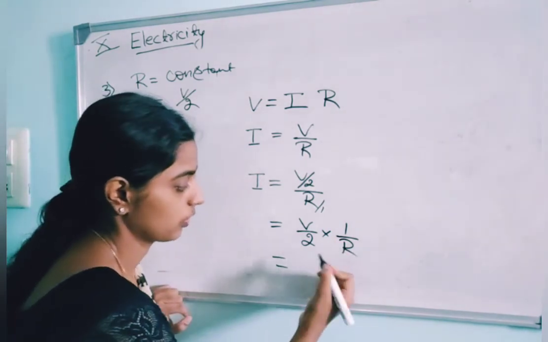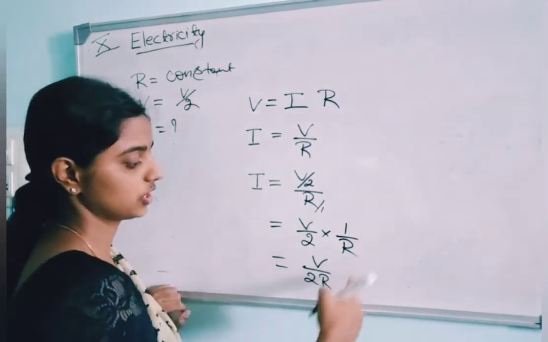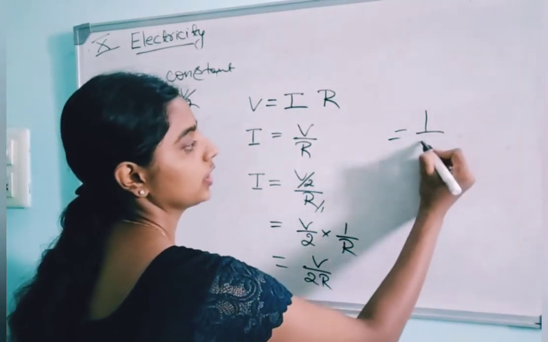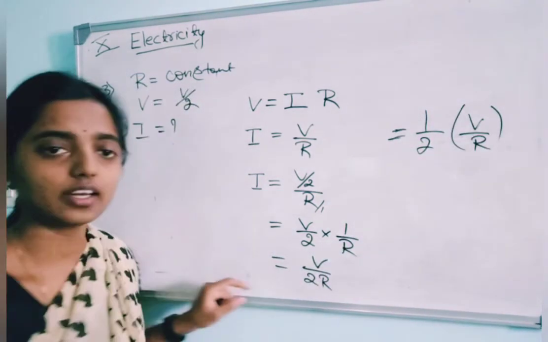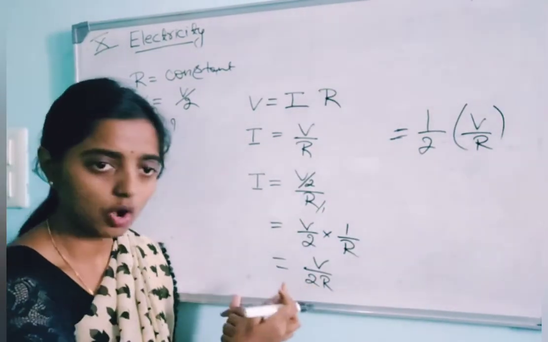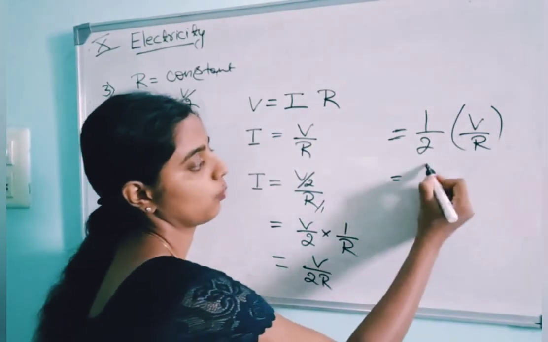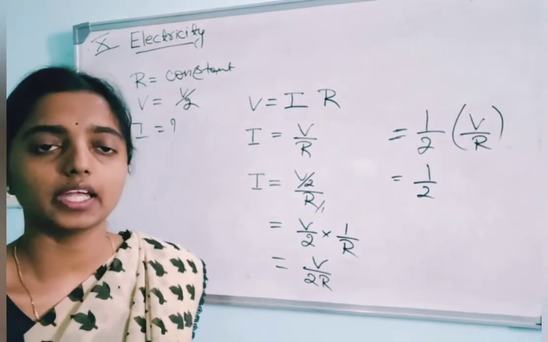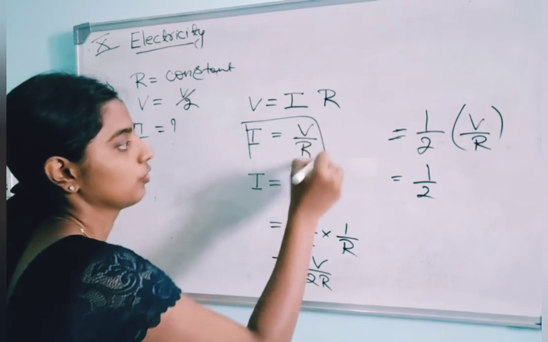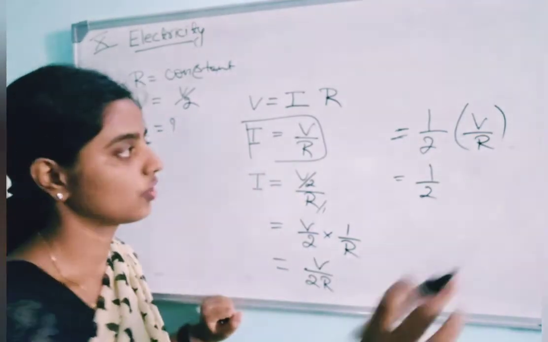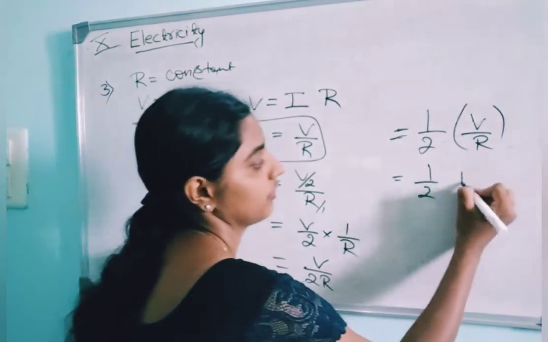First we write V by 2R. Can I write the same equation as 1 by 2 into V by R? I can take the 2 outside and separate it from V by R. Now we got this equation: 1 by 2 into V by R. Can I write this V by R as I? Look here. V by R is nothing but current, no? So I can replace V by R with I.